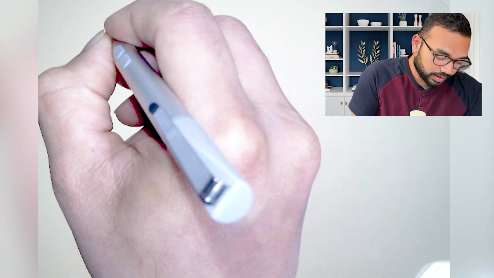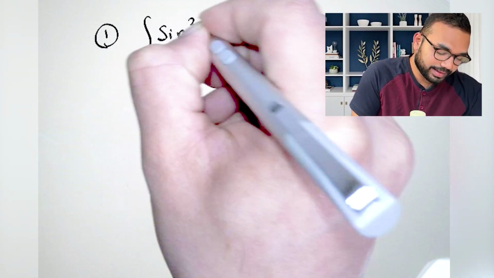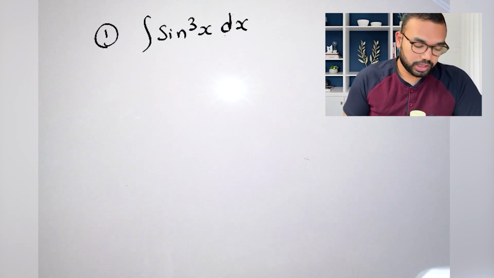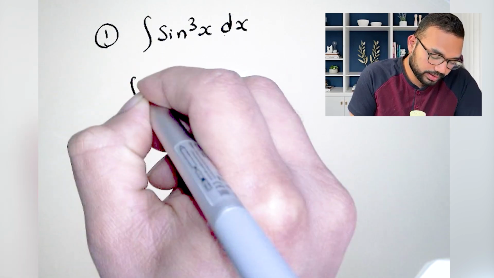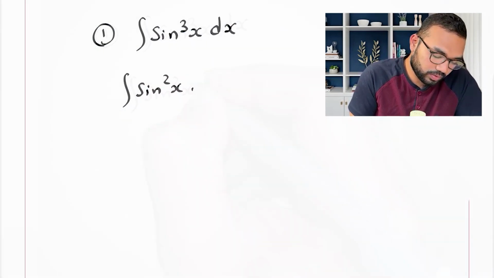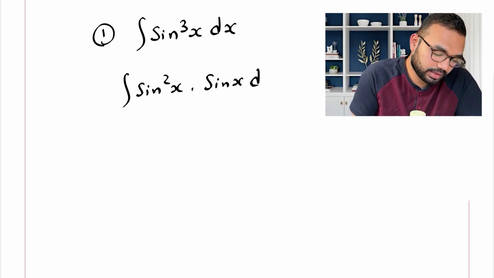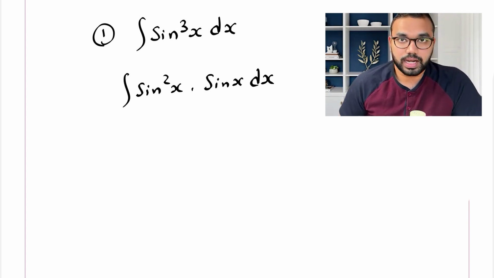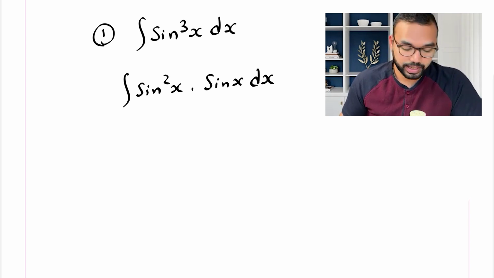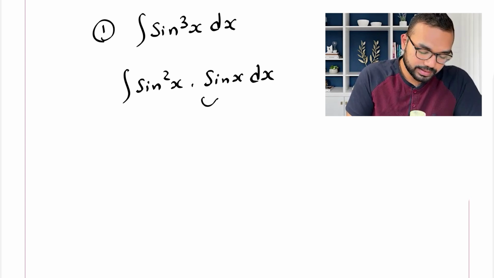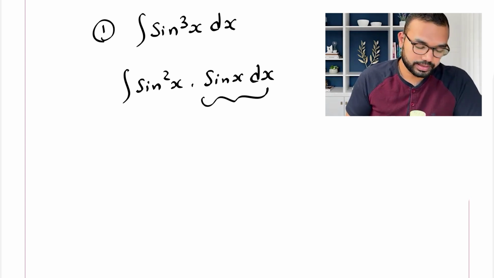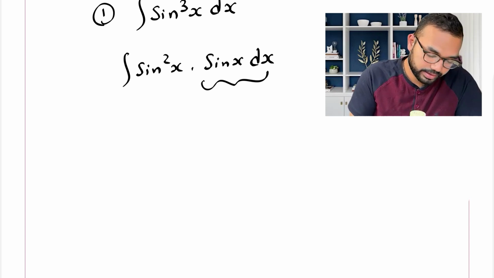Let's solve our first problem, which is integral of sine cube x dx. The way I would solve is first split this sine cube x as integral sine square x into sine x dx. I know that the derivative of cos x is minus sine x, right? So I will use that and replace this sine x dx in terms of cos x. So let's just do that first.